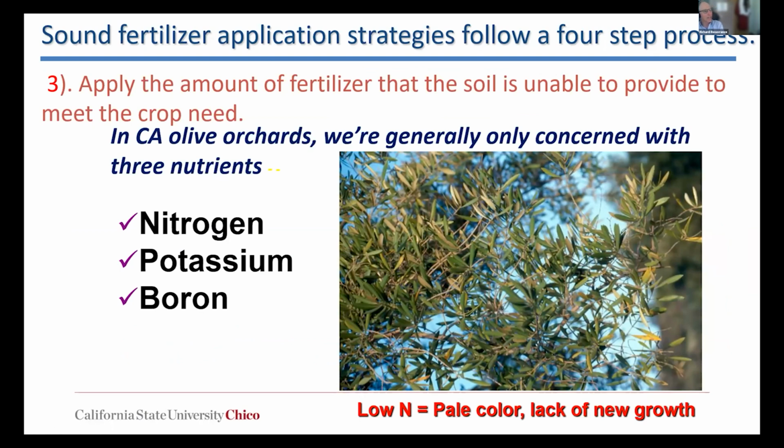So then we need to apply the amount of fertilizer that the soil is unable to provide to meet the crop demand. In California olive orchards, we're generally only concerned with the big 3: nitrogen, potassium, and boron. And here we have a picture of a low-nutrient crop. It's very pale in color. We get chlorotic leaves, lack of new growth, just a very weak growing plant.